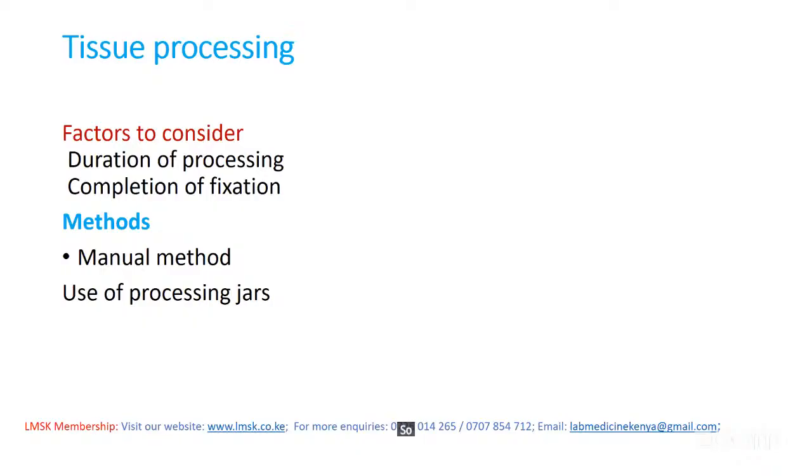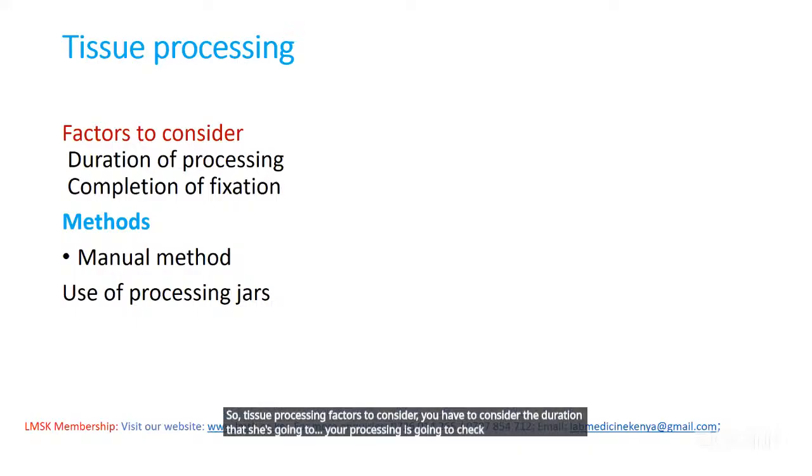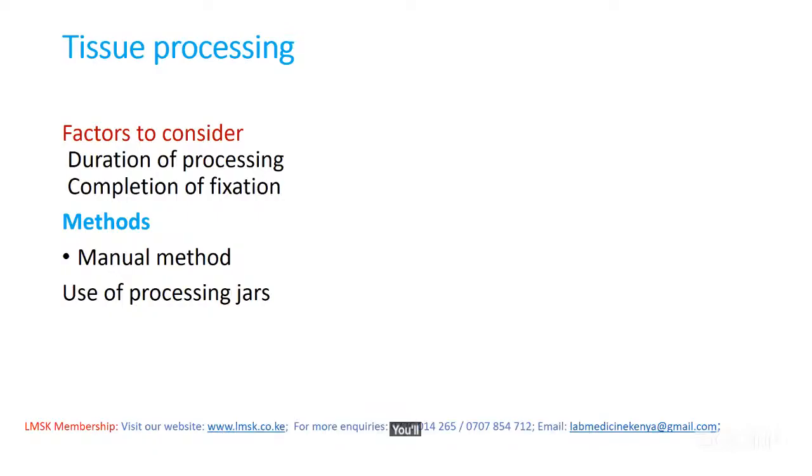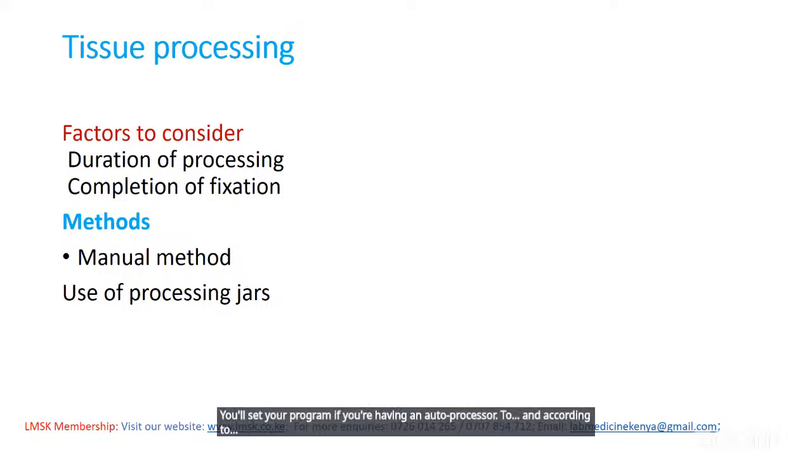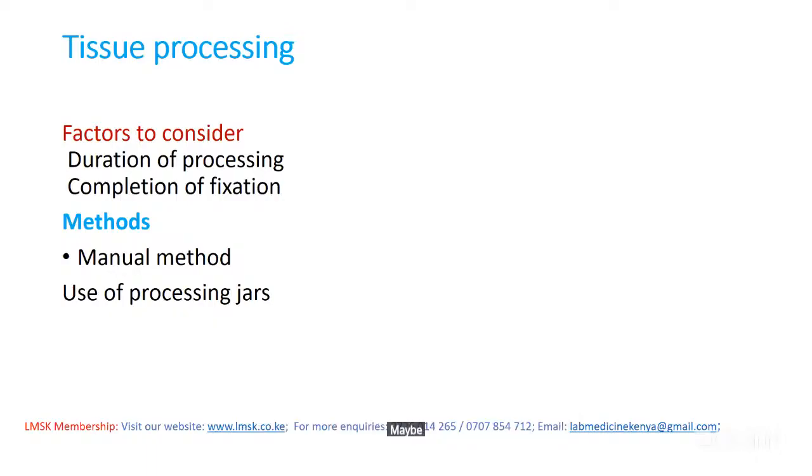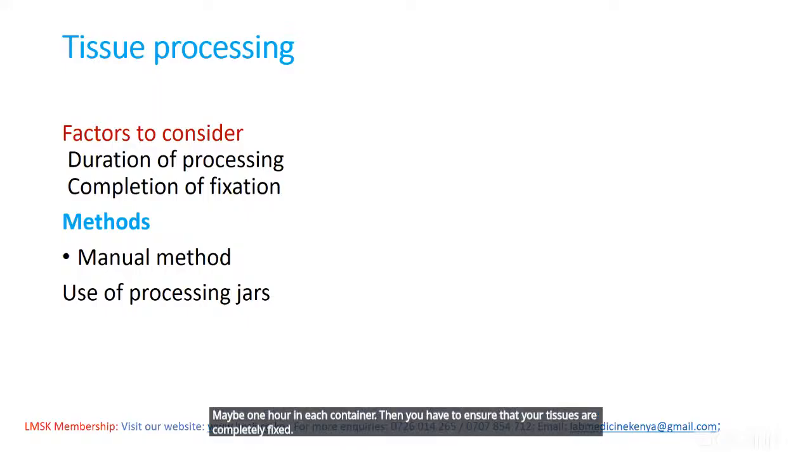So tissue processing, factors to consider: you have to consider the duration that your processing is going to take. If you're having small tissues, you'll set your program, if you're having an auto processor, according to the size of your tissues. If you're having mixed tissues, it's good that you go with the standard processing, maybe 1 hour in each container. Then you have to ensure that your tissues are completely fixed before you start processing.